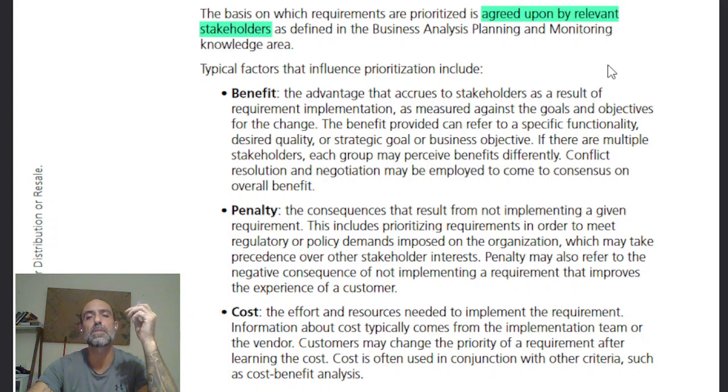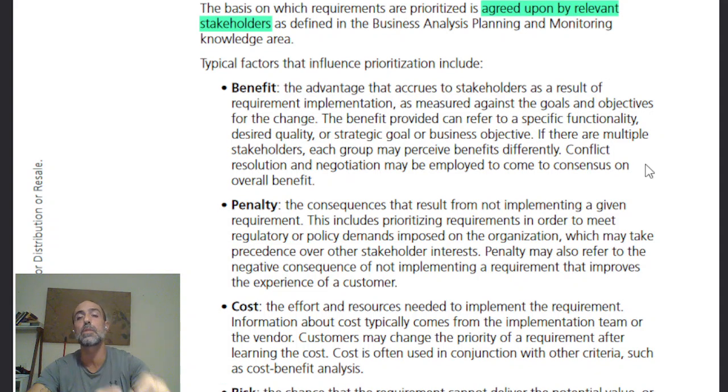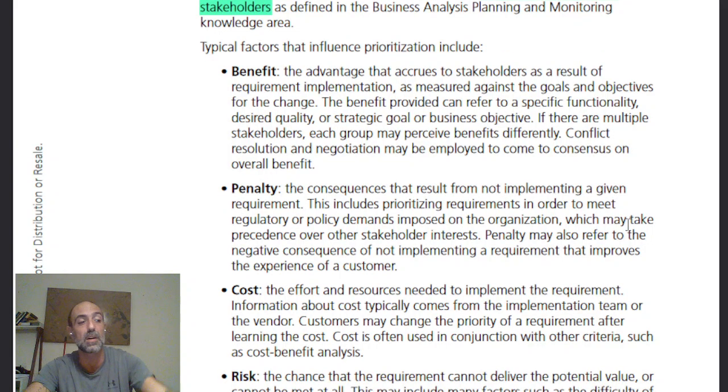Typical factors that influence prioritization include benefit, the advantage that accrues to stakeholders as a result of requirements implementation, as measured against the goals and objectives for the change. So the benefit here is what's going to happen if we prioritize it or not. We check the implementation and measure it against the goals and objectives for the change. The benefit provided can refer to a specific functionality, desired quality, or strategic goal or business objective. If there are multiple stakeholders, each group may perceive benefits differently, naturally. Conflict resolution and negotiation may be employed to come to a consensus on overall benefits.